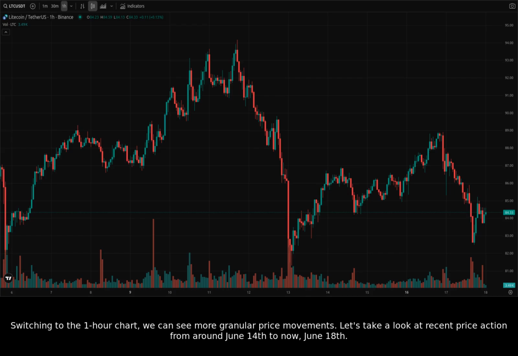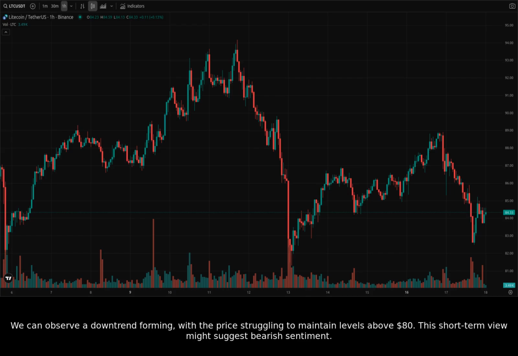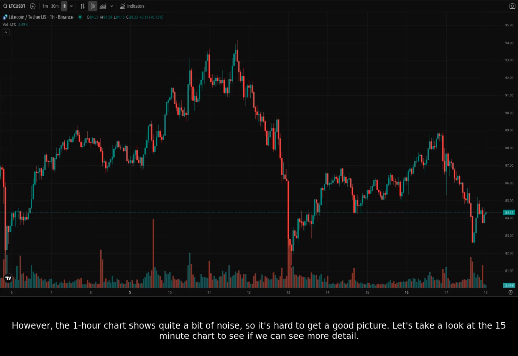Switching to the one-hour chart, we can see more granular price movements. Let's take a look at recent price action from around June 14th to now June 18th. We can observe a downtrend forming, with the price struggling to maintain levels above $80. This short-term view might suggest bearish sentiment. However, the one-hour chart shows quite a bit of noise, so it's hard to get a good picture.